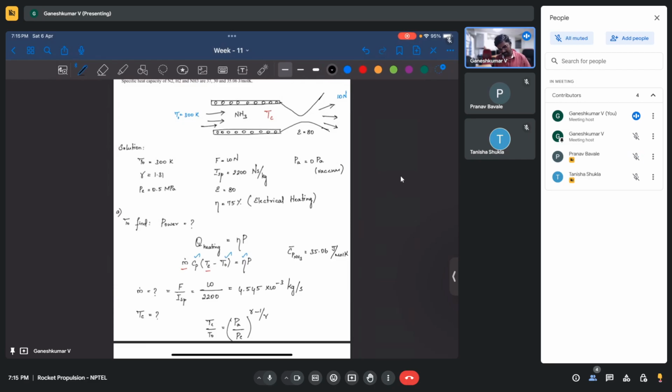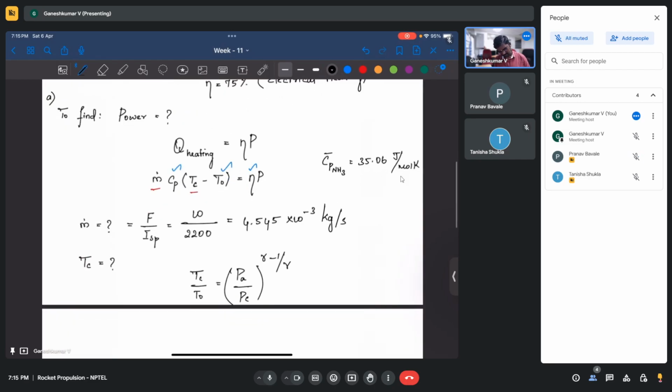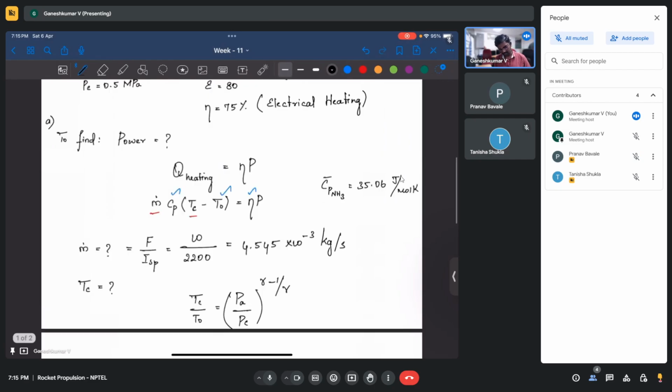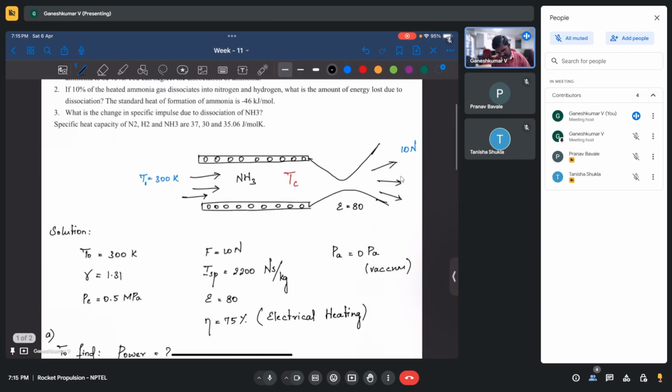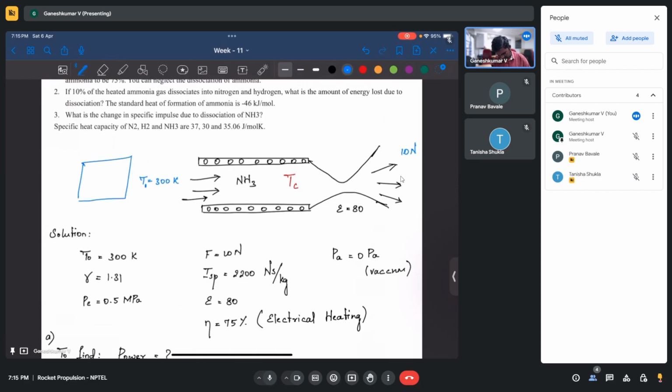But T ambient we don't know, right? If you look at it, this T naught is the temperature with which the ammonia gas enters. Space is not at, let's say, 300 Kelvin, right? So I have something like a tank where I'm storing ammonia gas at 300 Kelvin, and that is what I'm supplying. But the whole thing is in outer space. It's in the geosynchronous orbit.